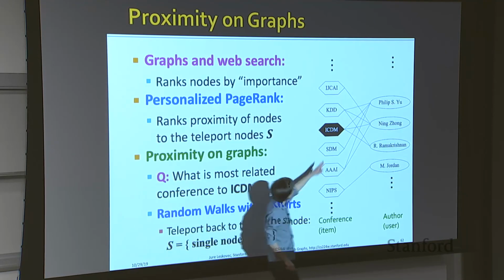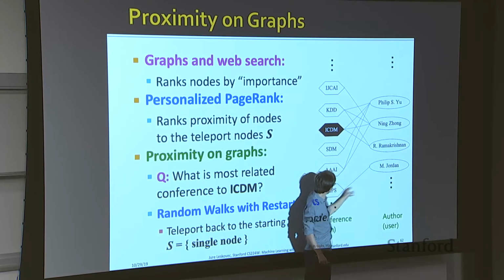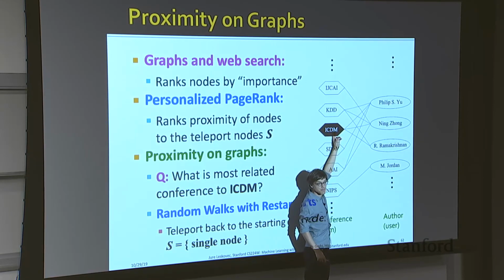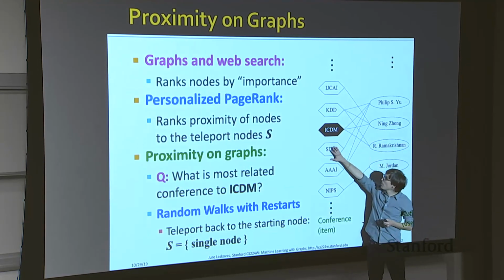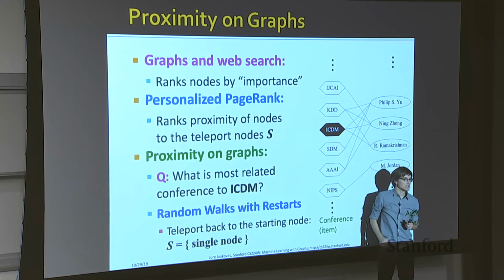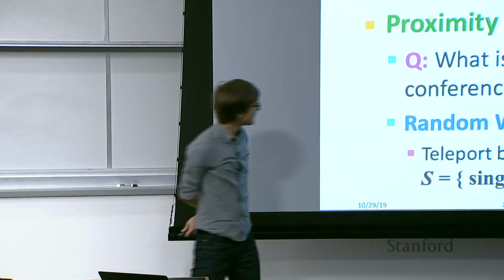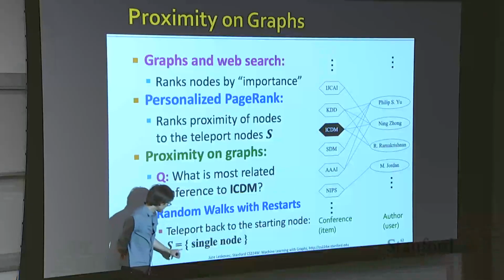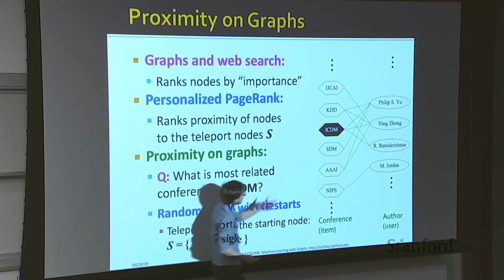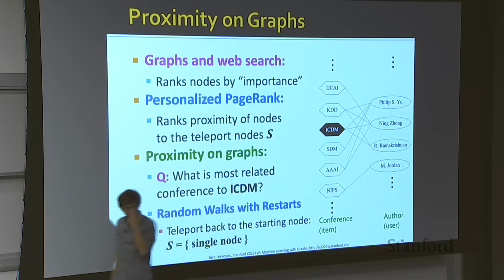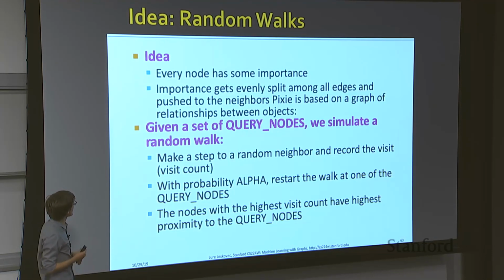So the idea would be, if I want to say what conferences are related to ICDM, I do a random walk starting here, but whenever I decide to teleport, I jump back here. This way, I will identify what conferences and what authors are most visited when the random walker starts at ICDM, and that is the answer. One way to implement this would be to take this teleport set S, make it into a vector, and then run your power iteration. But it turns out you don't even have to run power iteration. You can do this by just simulating the random walk.